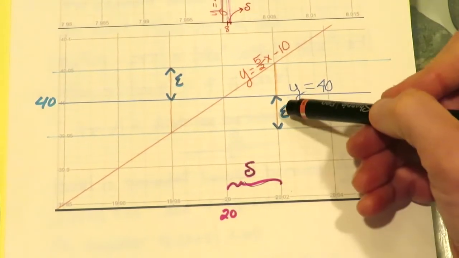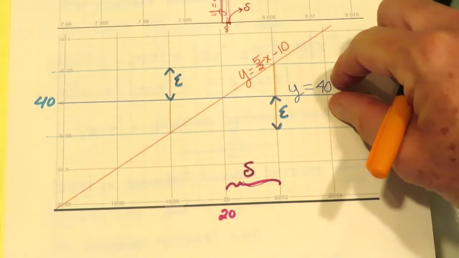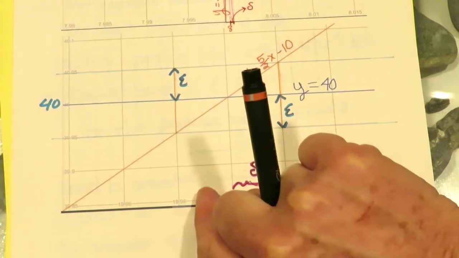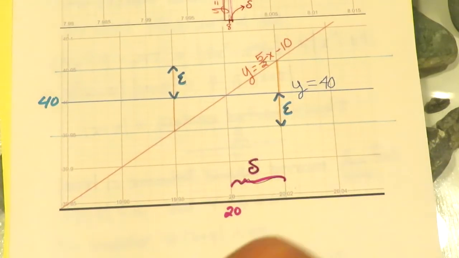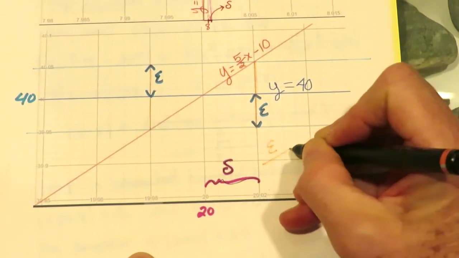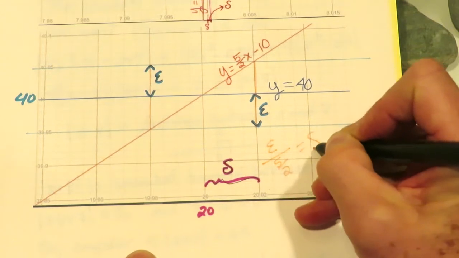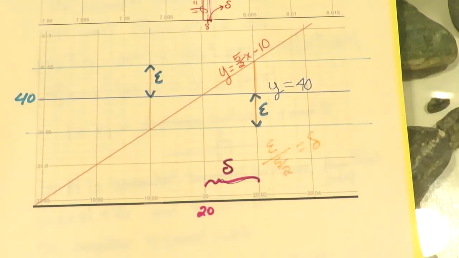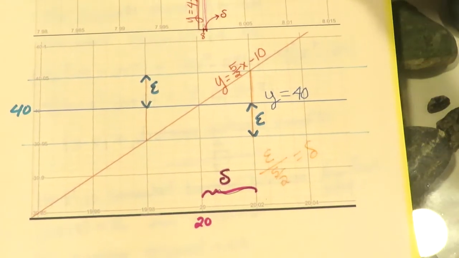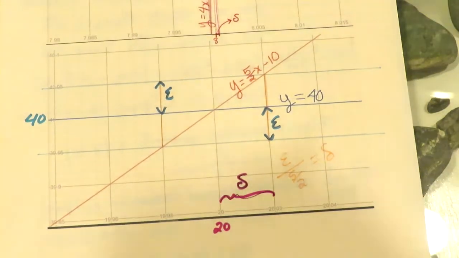But we could have picked any epsilon. I could move these two lines closer together and my delta would just get smaller. And how we would find delta is delta would end up being whatever epsilon we picked divided by the 5/2. That would be what we could use for delta. So we have proven that the limit really is 40 when we plug in 20 by using this idea of tolerances.